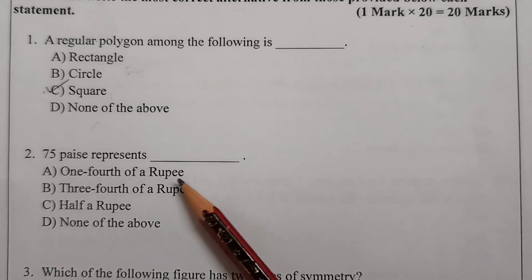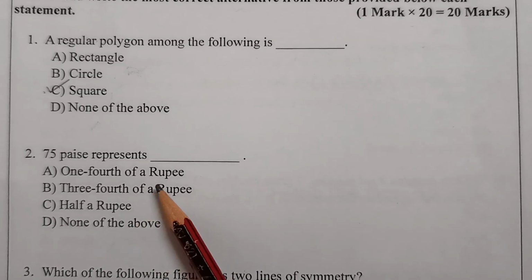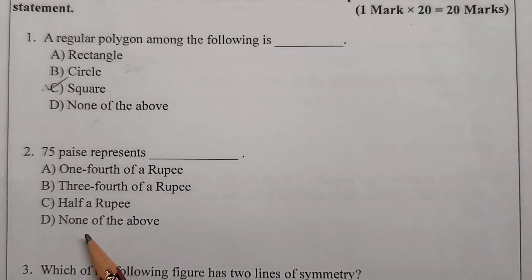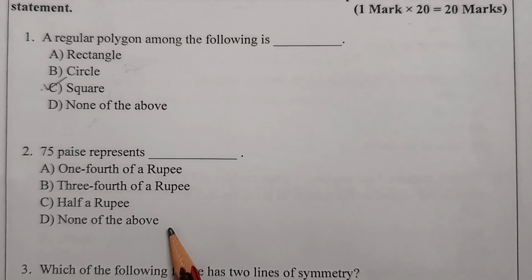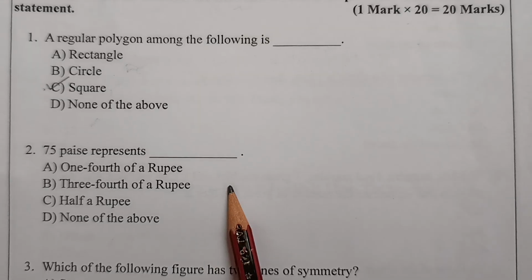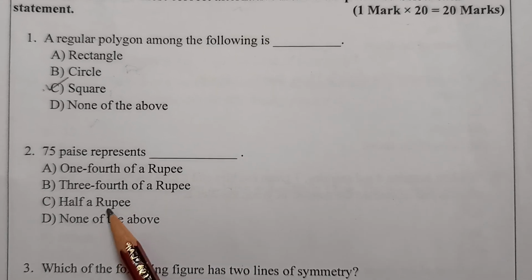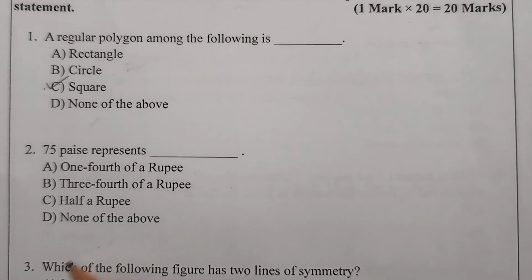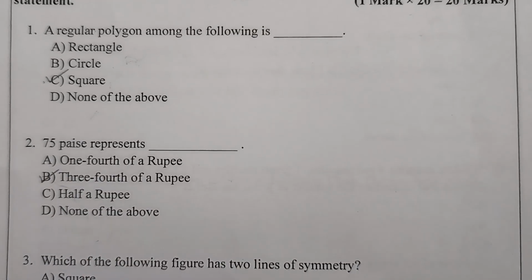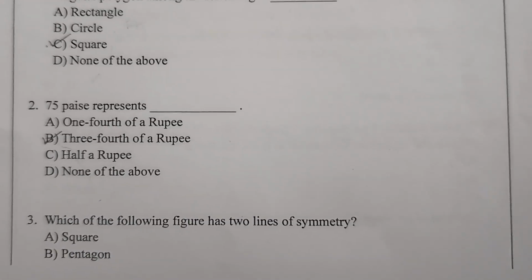Second, 75% represents dash. Options are A 1/4 of the rupee, B 3/4 of the rupee, C half of a rupee and D none of the above. 1/4 of the rupee is 25% and 3/4 of the rupee is 75%. Half of the rupee is 50%. So the correct option is 3/4 of the rupee. 75% represents 3/4 of the rupee.